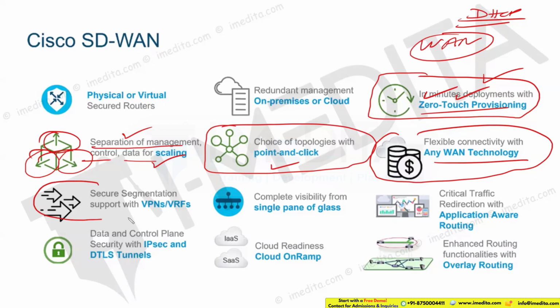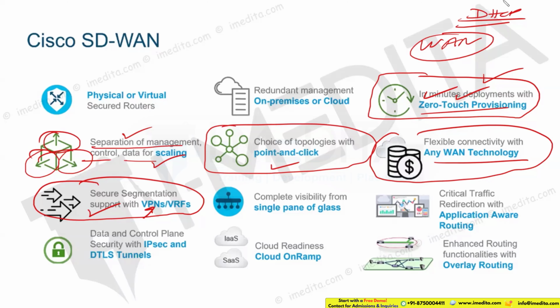Secure segmentation support. I told you in the beginning that in SD-WAN, we can have VRFs created. Although in SD-WAN, we call it VPN. We don't call it VRF anymore. We call it VPN. But on Cisco routers, the VRFs will be created. If you are using Viptela operating system, then they create VPN. They call it VPN, but it's the same thing. So for segmentation, you would use the VRF.